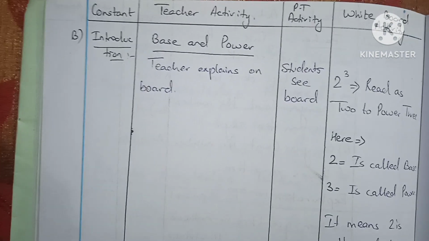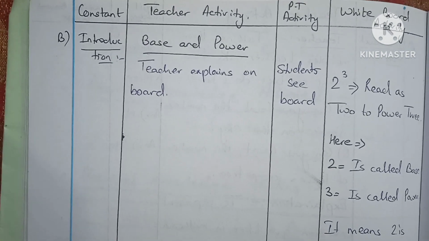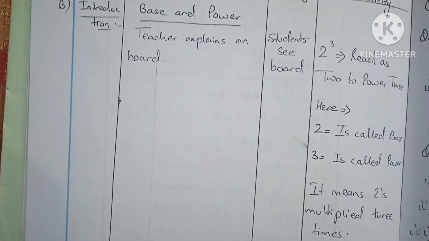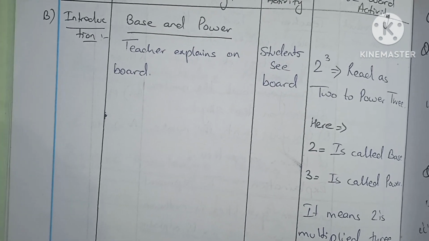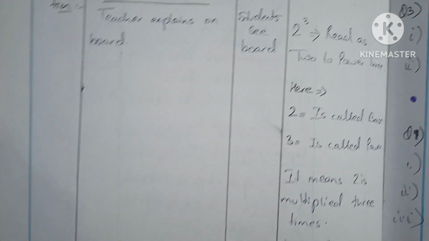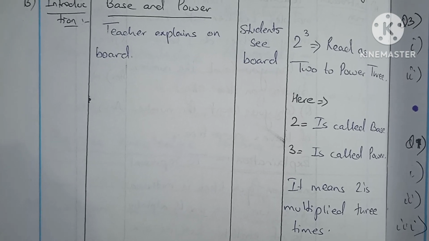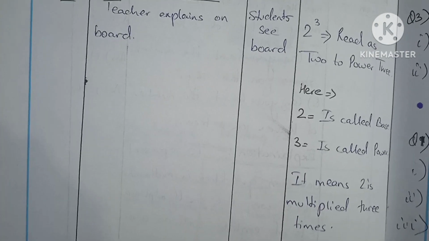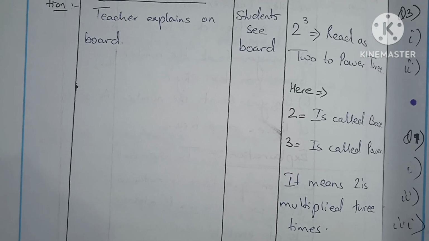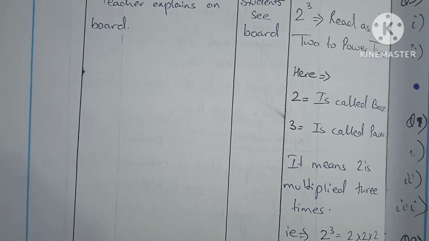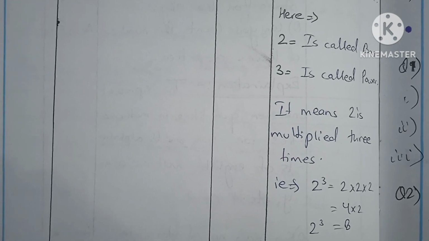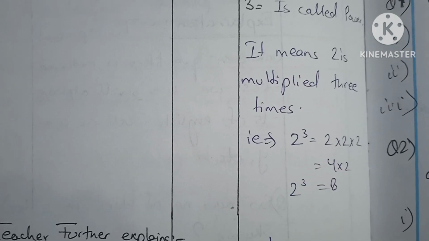After this, the teacher explained them about exponents, that is base and power. Students see the board and teacher writes 2 to the power 3. So teacher reads it and then explains that over here 2 is called the base and 3 is called the power. So it means over here that 2 is multiplied 3 times. That means 2 to the power 3 is 2 into 2 into 2.